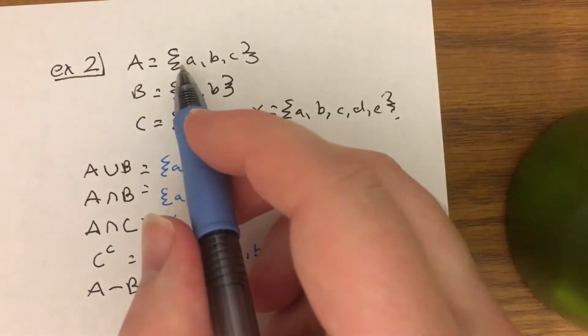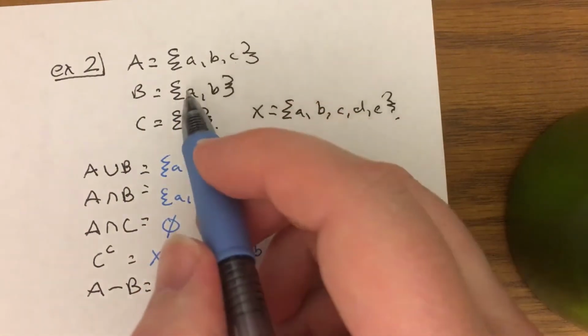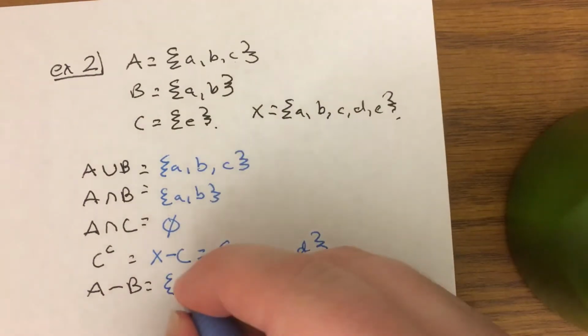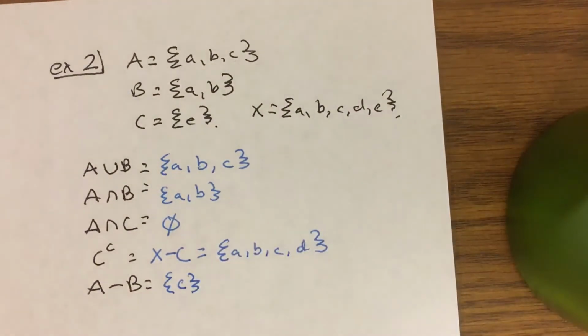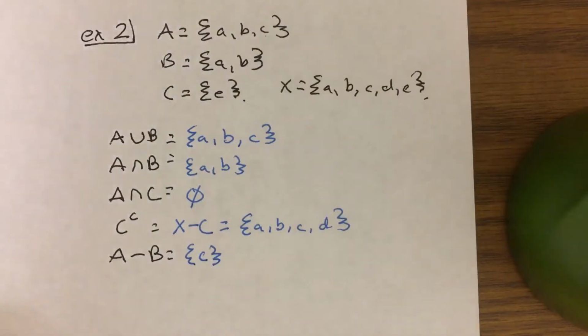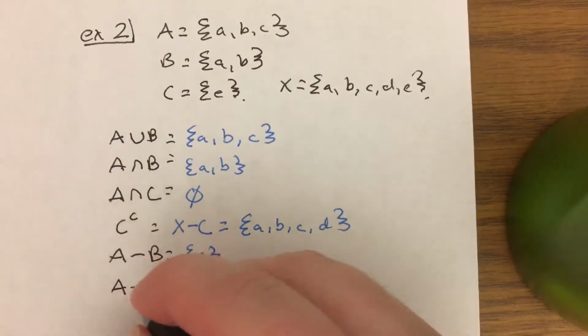A minus B, so we have A, B, and C here, and A and B here, so we're just left with C. And let's actually talk about one more, because this is kind of a confusing thing that people get tripped up on. What about A minus C?